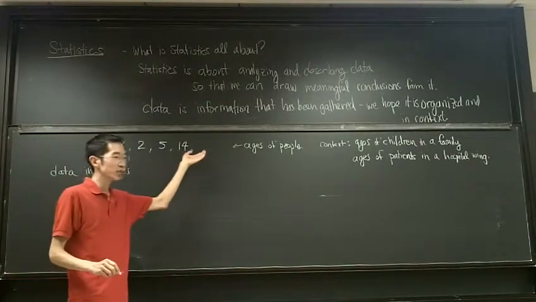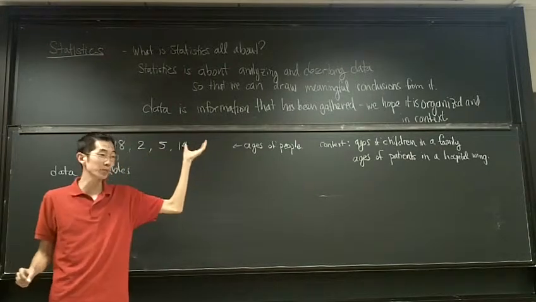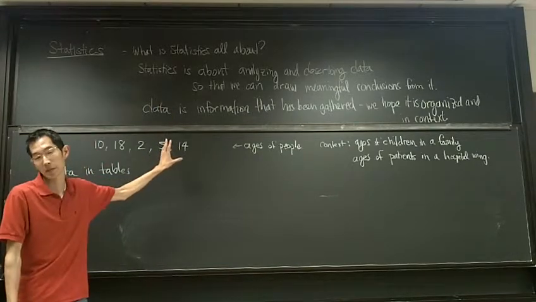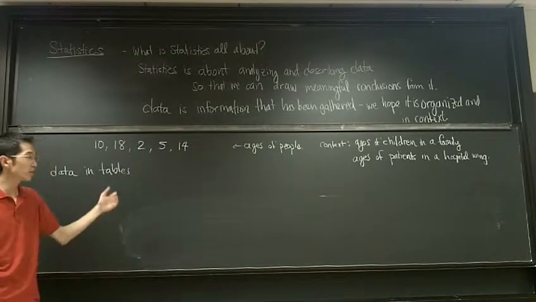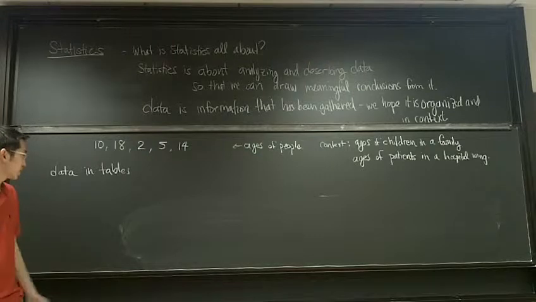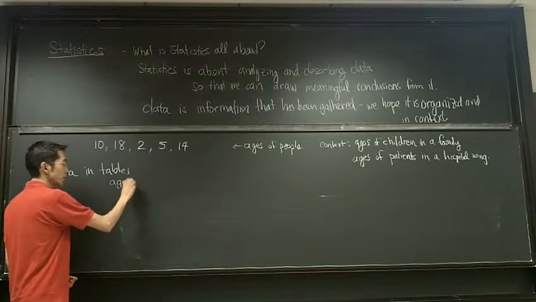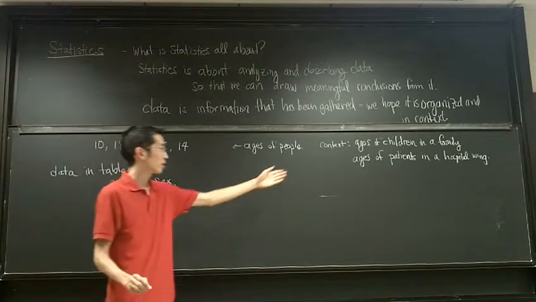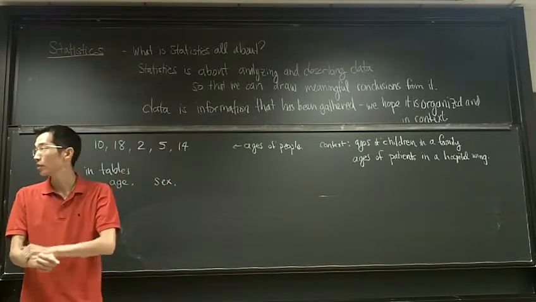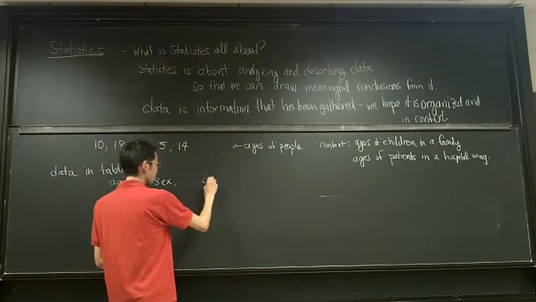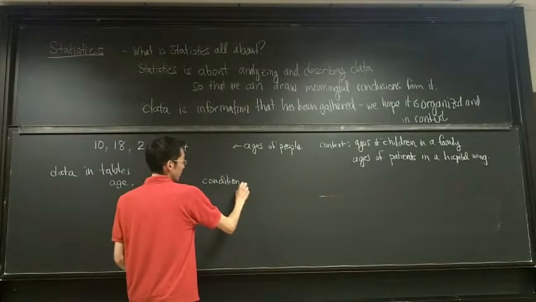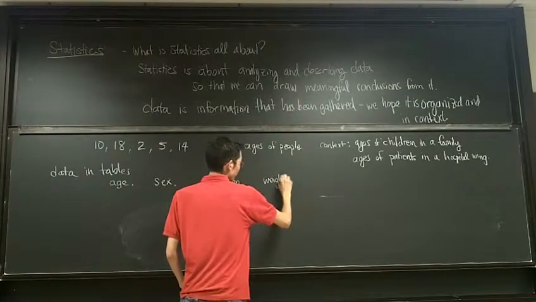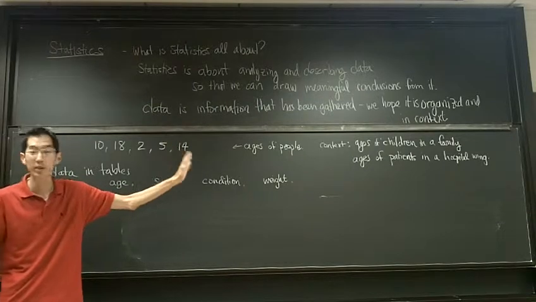And so here we've only collected one piece of information from people, right? We said, you know what, we're not interested in anything else about these people, but we just want to know their ages. Other things we could say, maybe we're interested in more than just their ages. Maybe we want to know the age of the person, and the sex of the person, and maybe if it's patients in a hospital wing, what their condition is, and maybe we want to measure their weight. We can collect all sorts of different pieces of information here.